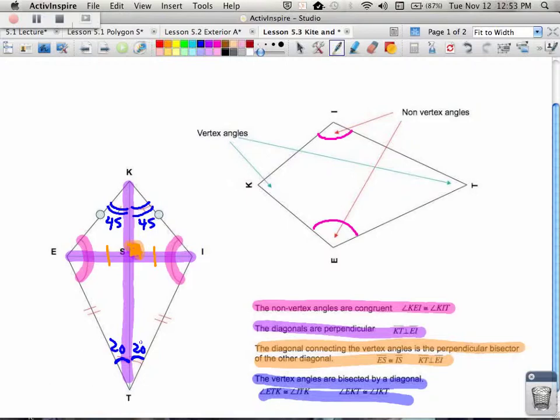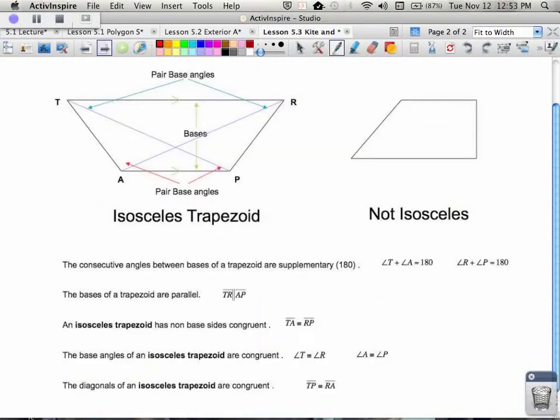In addition to that, I also know that the disjoint pairs of consecutive sides are congruent. That means that KE is congruent to KI, and ET is congruent to IT. So lots of different things going on inside of a kite, lots of properties. In a trapezoid, we have lots of properties that happen as well.